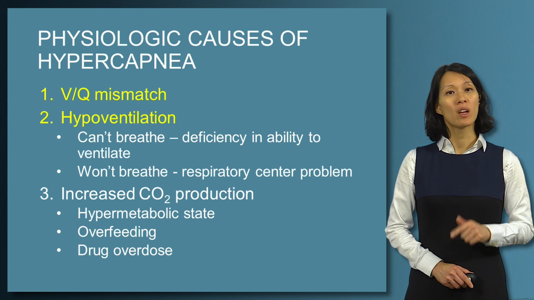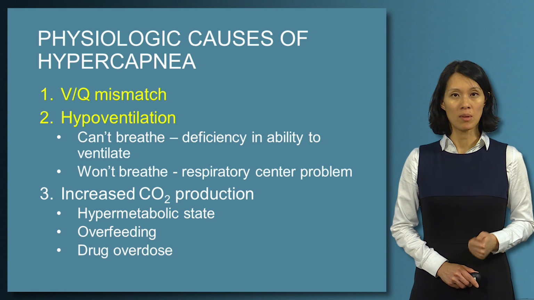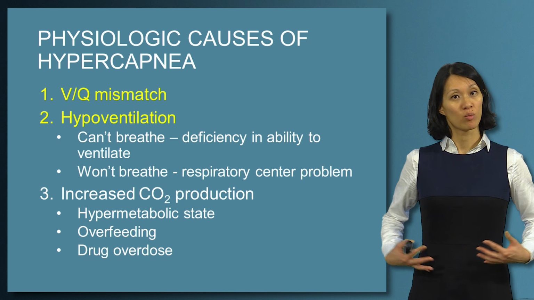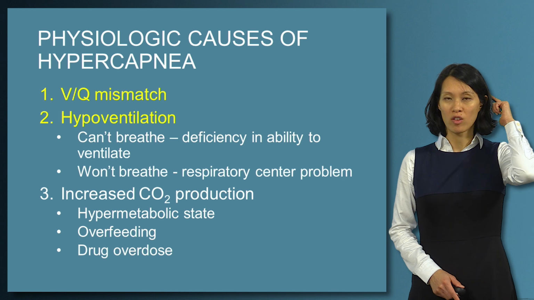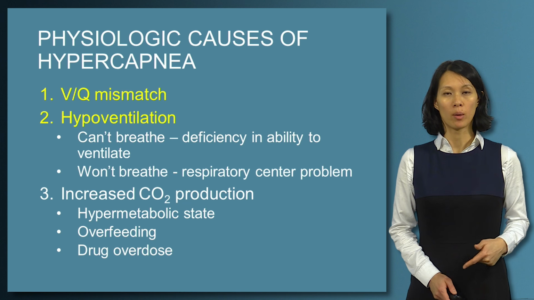hypoventilation. When we think about hypoventilation, there are really two types. Either the patient can't breathe, meaning that there's actually a deficiency in the ability to ventilate, so sometimes that's a respiratory muscle problem, or they won't breathe. There's something wrong within their central respiratory center that won't allow the patient to trigger a breath.